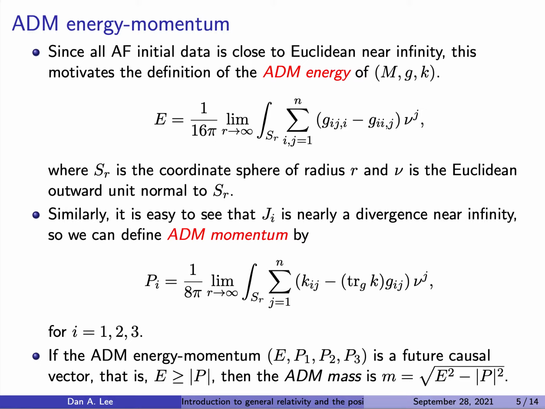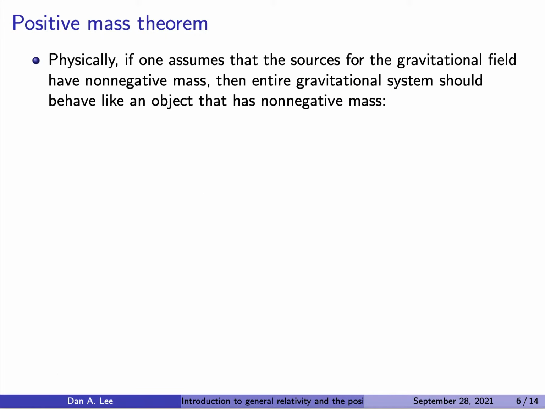As you might guess, for the Schwarzschild example, the Schwarzschild metric of mass m also has this mass m according to this definition. Okay, so let's discuss the positive mass theorem now.